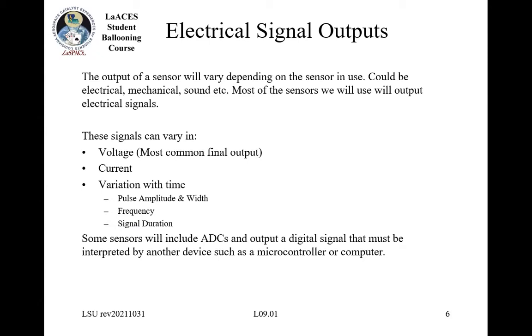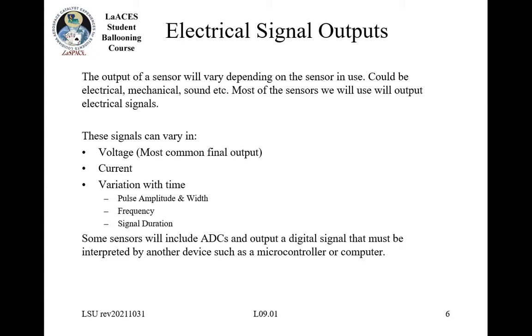You could have a sensor that varies the current. The simplest example of that would be something that changes resistance. That means if I'm applying a constant voltage, the current through it would vary.